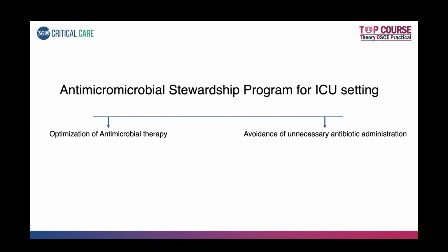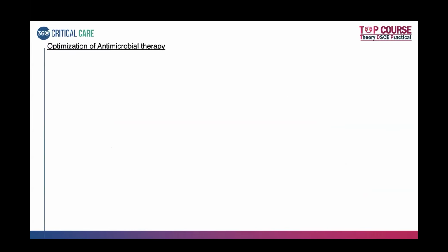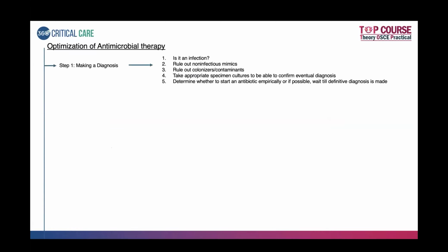So, the antimicrobial stewardship program for the ICU setting has two parts. One is optimization of the antimicrobial therapy, and the second one is avoidance of unnecessary antibiotic administration. So, coming to the first part, optimization of antimicrobial therapy. Step one, making a diagnosis. First, see if it is an infection. Then, rule out non-infectious mimics, rule out colonization or contaminants. Take appropriate specimen cultures to be able to make an eventual diagnosis and determine whether to start an antibiotic empirically or, if possible, wait till a definitive diagnosis is made. So this is about the first part of it.